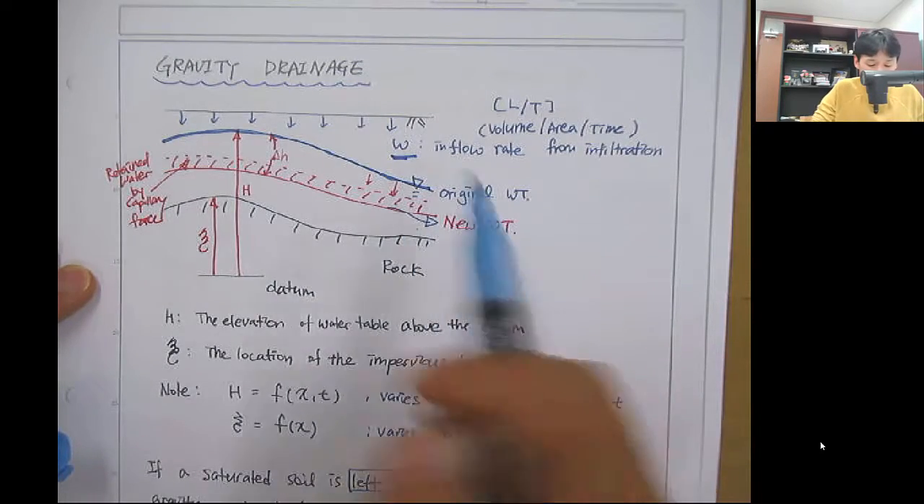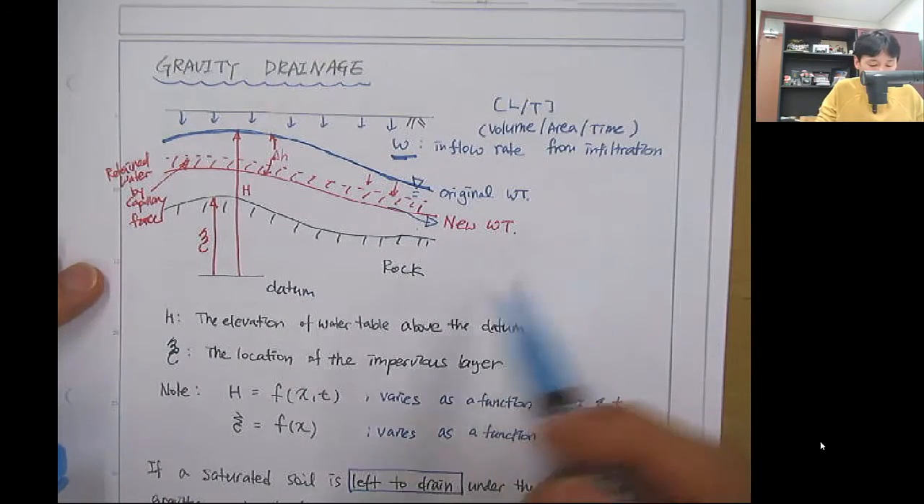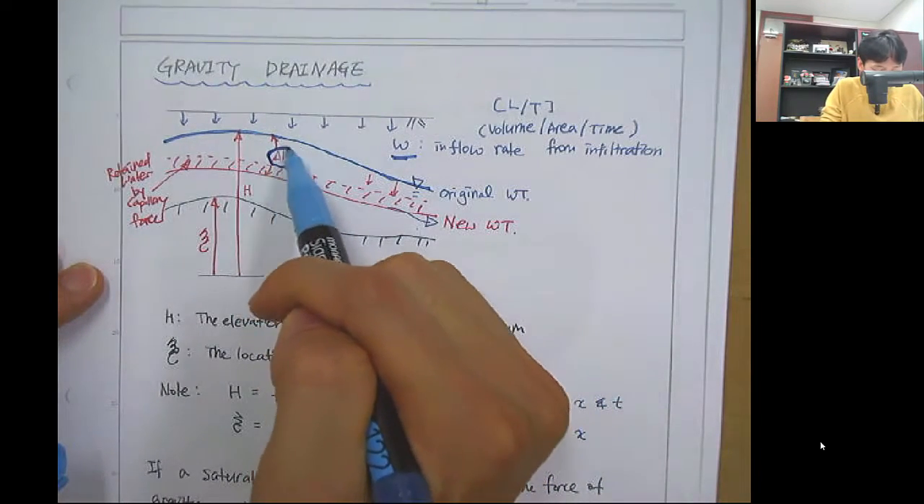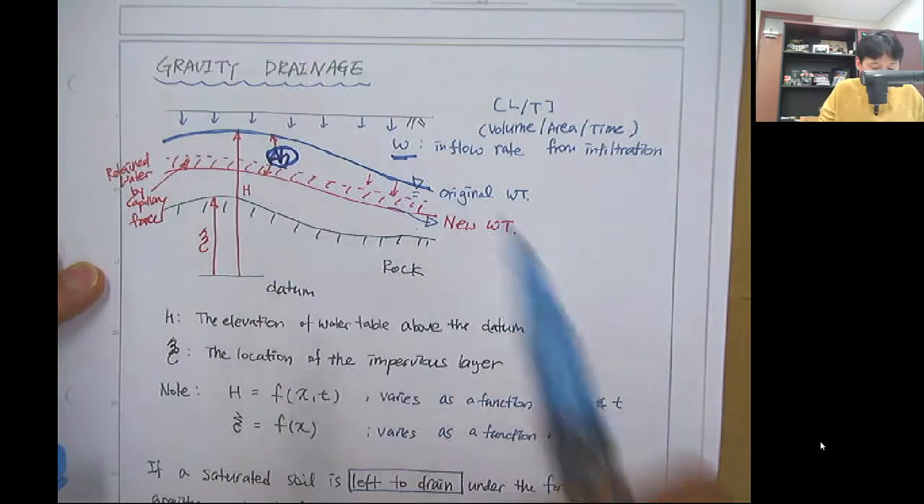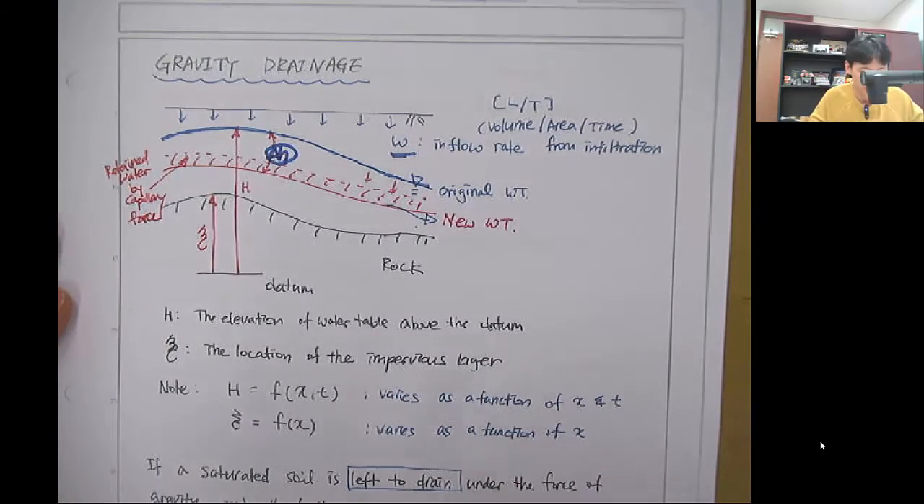Because of the drainage, if you have a slope, this water will just flow by gravitation. So then this delta H is to be characterized. We have to calculate this delta H, the change in the water table height.